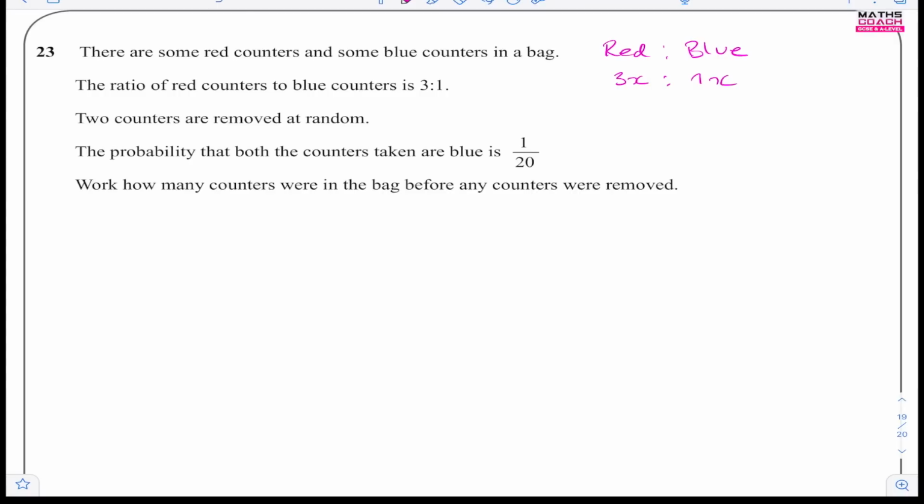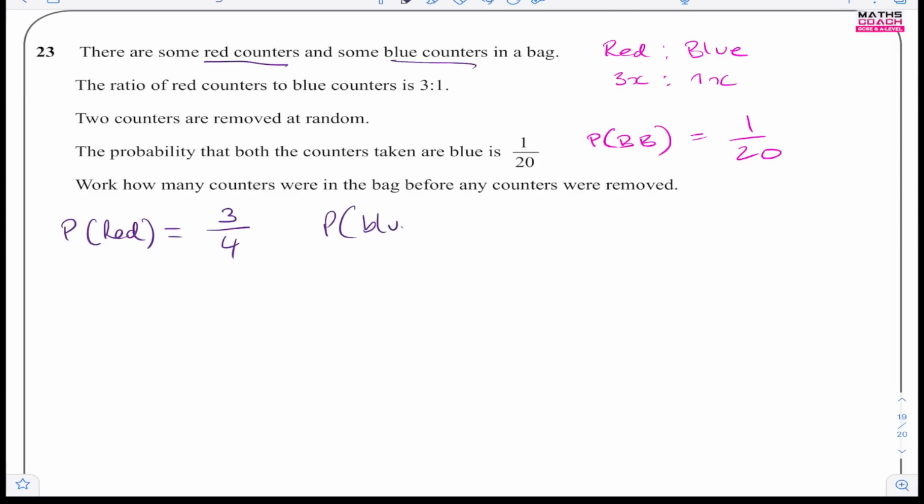Next, we'll write down the information. The probability that both counters taken are blue is 1 out of 20. What does that mean? It means that the probability of a blue and a blue is equal to 1 over 20. Now, let's write down what the probability of a red counter and a blue counter actually is. So the probability of a red, we can write that as 3 out of 4 because 3 and 1 make up 4 parts. So 4 will be our denominator. As for the probability of a blue counter, then that's going to be 1 out of 4.